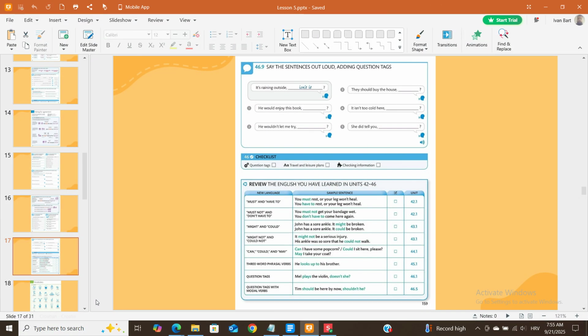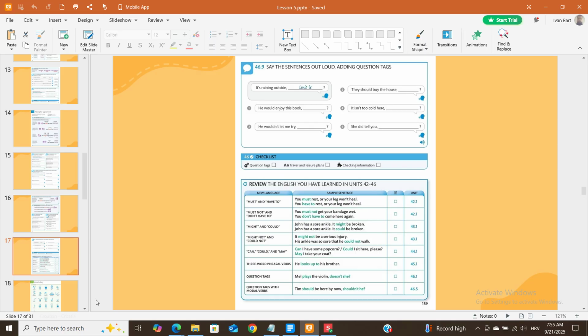46.9 Say the sentences out loud, adding question tags. It's raining outside, isn't it? They should buy the house. He would enjoy this book. It isn't too cold here. He wouldn't let me try. She did tell you.